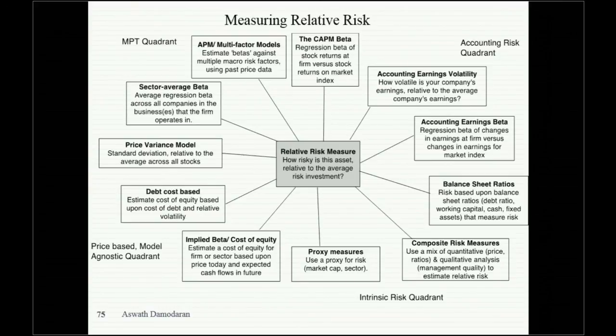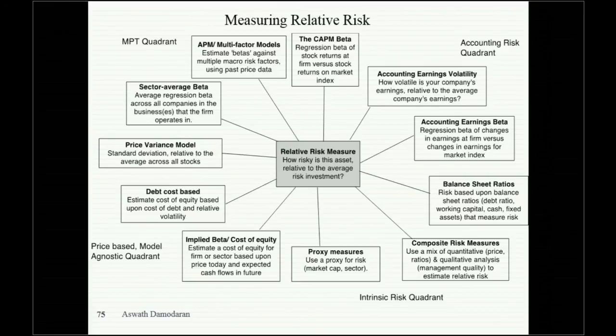Let's say you don't like either stock prices or modern portfolio theory. I have a third choice. I call this my intrinsic risk quadrant. So if you're stuck in a Ben Graham, Warren Buffett world, maybe this might appeal to you. You could use some proxy for risk. It could be market cap. It could be something that you say is a much better measure of risk. It could be a composite measure, with quantitative and qualitative factors. For instance, Value Line has this risk class. They break it from 1 to 5.